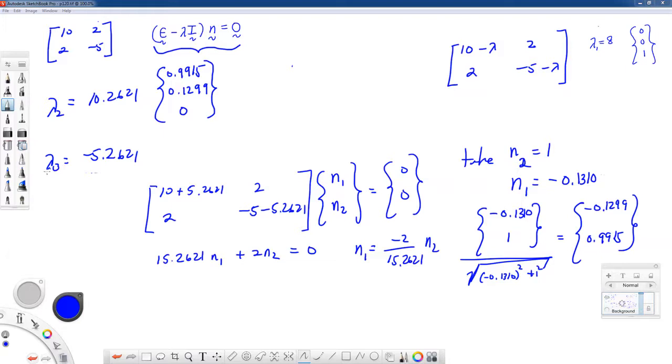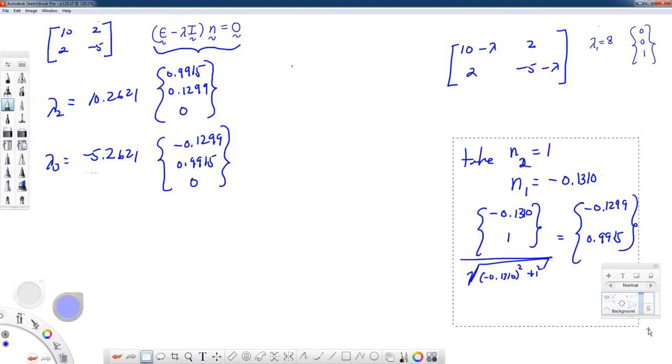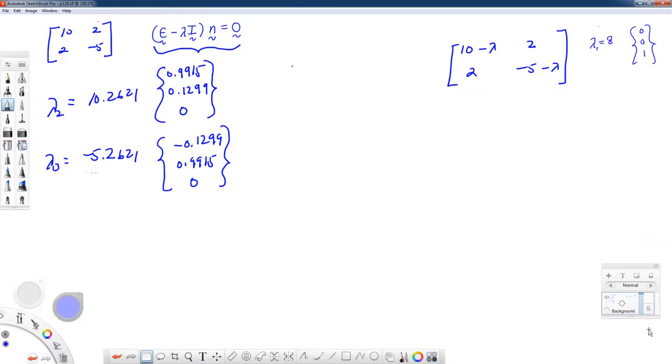Alright, so let me write this down. Try to make a little bit more room again. We had minus 0.1299, 0.9915, and then the third one would be 0 when we write the fully three-dimensional vector. Okay, so we have these three vectors now.